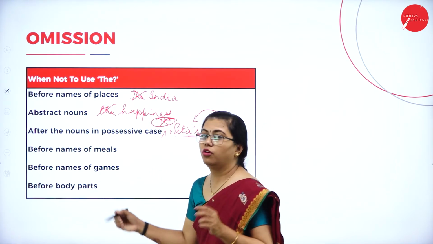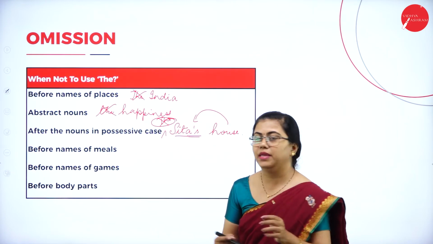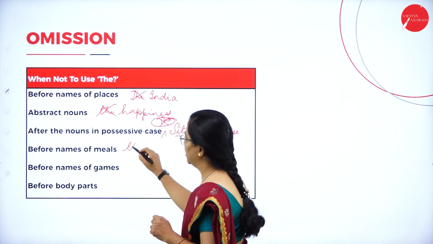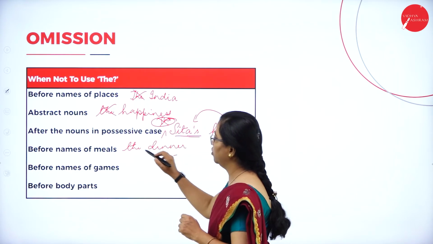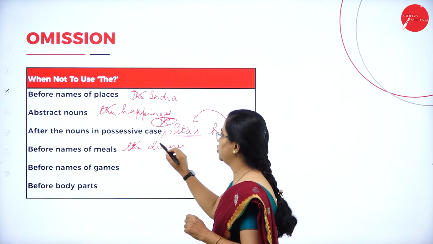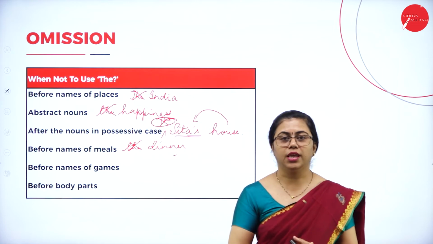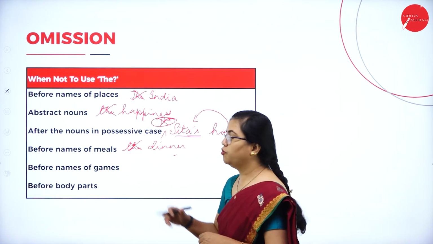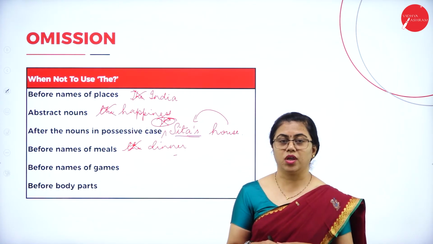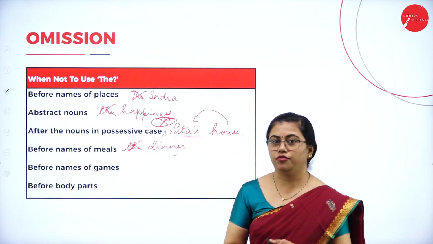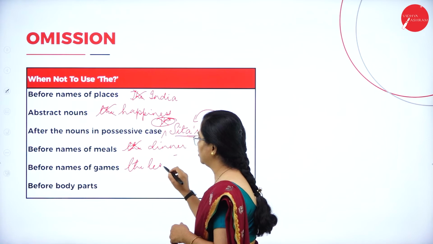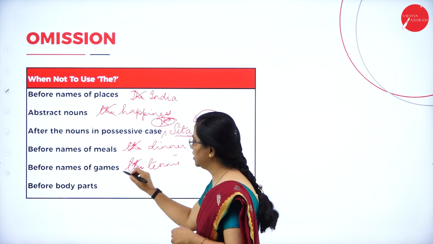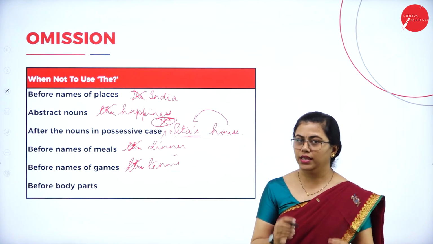Then before names of meals, meals means dinner, breakfast. You don't say the dinner. I'm having the dinner? No, it is wrong. So you should not use the when you're using any meals. Then before names of games, like I'm watching the tennis? No, that is wrong. You should not use the definite article before any games.